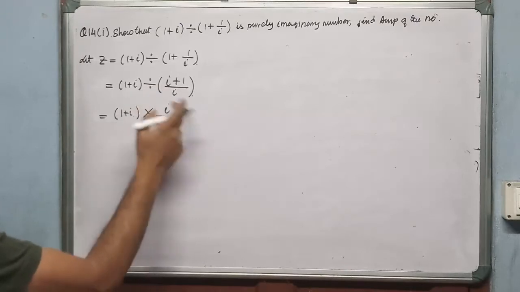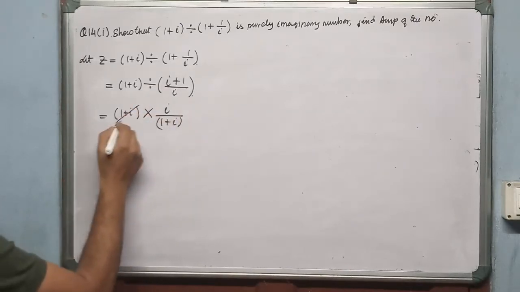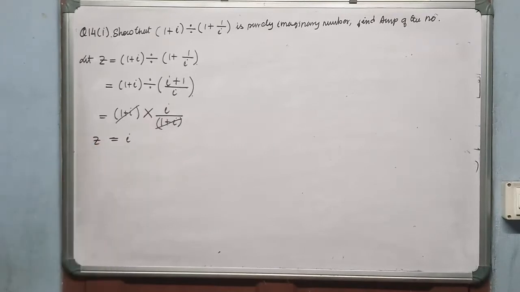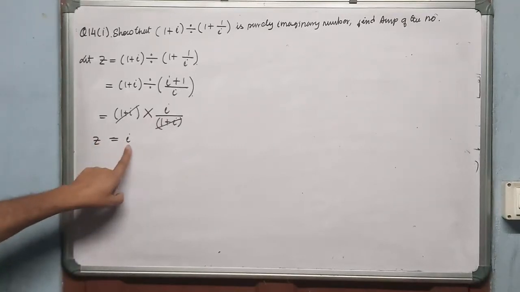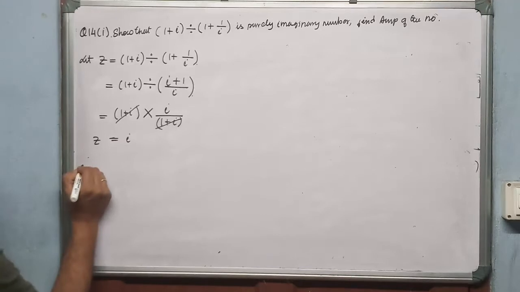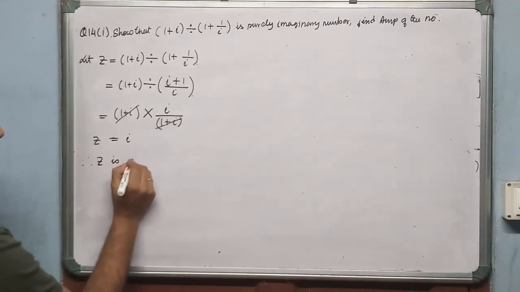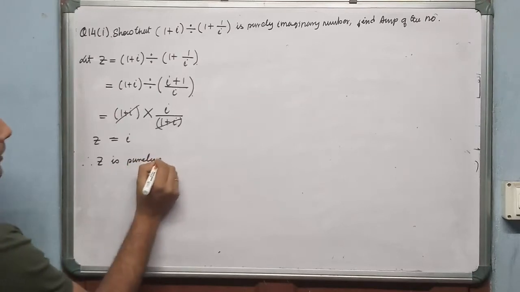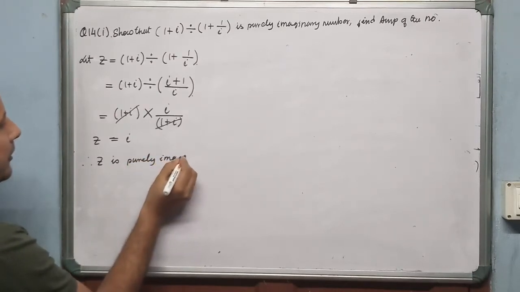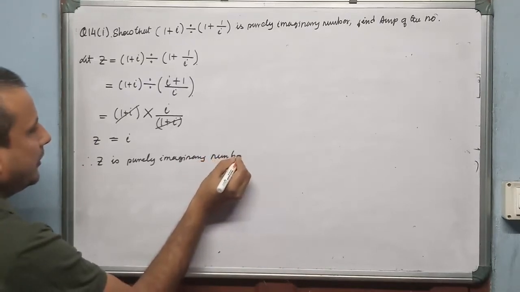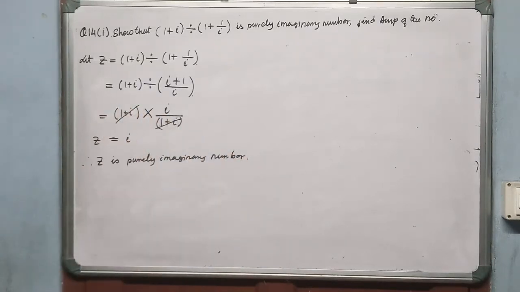Instead of writing i plus 1, we can write 1 plus i. This and this get cancelled. It is i. z equals i means this is imaginary. Therefore, we can write z is a purely imaginary number. The z is a purely imaginary number.